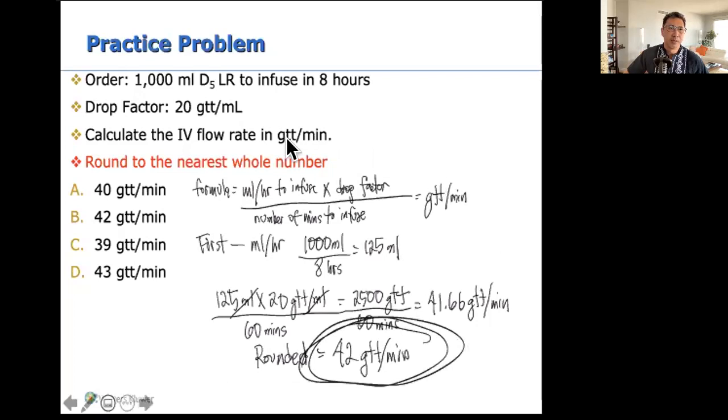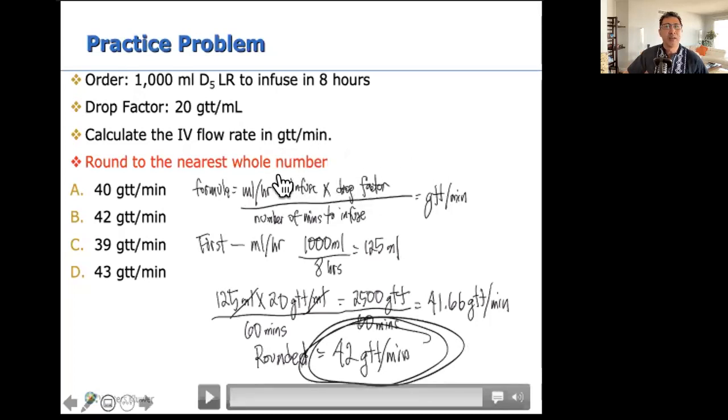So looking back, there's my formula to get my drips per minute. I don't have the mLs per hour here, so I had to calculate that first, which is the 1,000 mLs over 8 hours. And then I can simply plug it in.